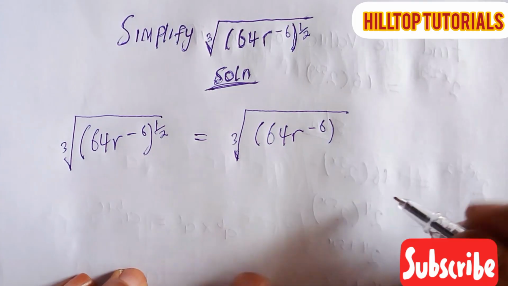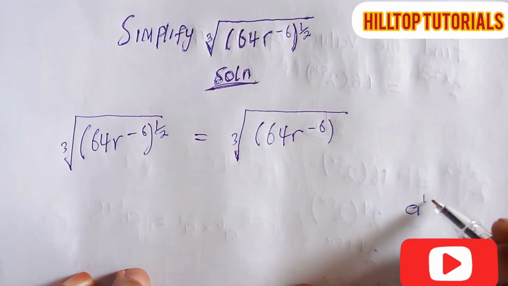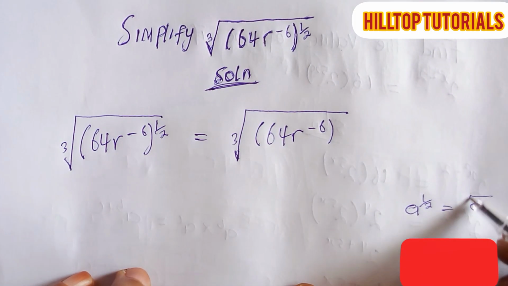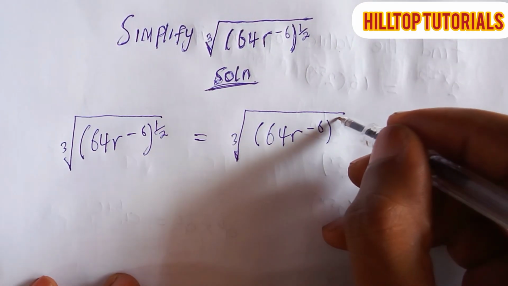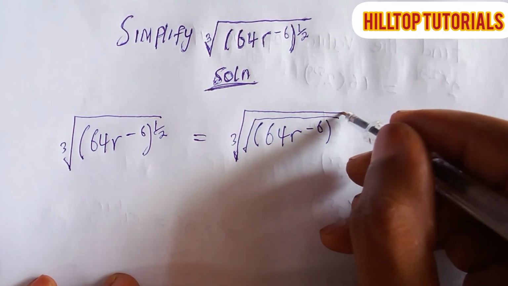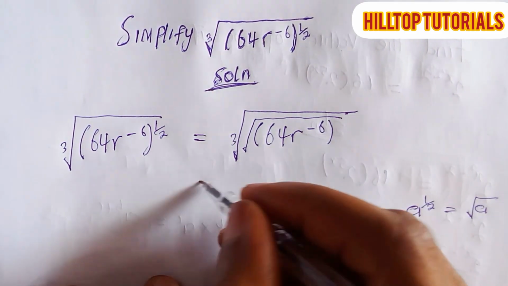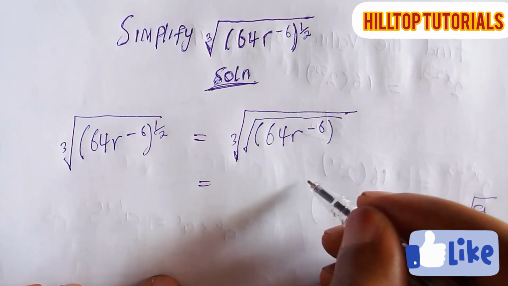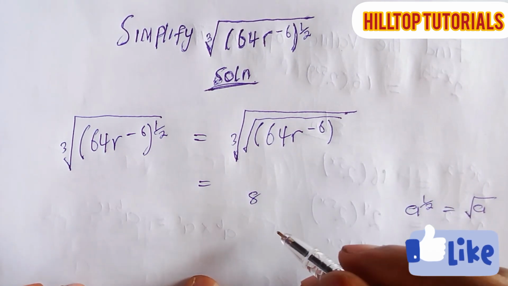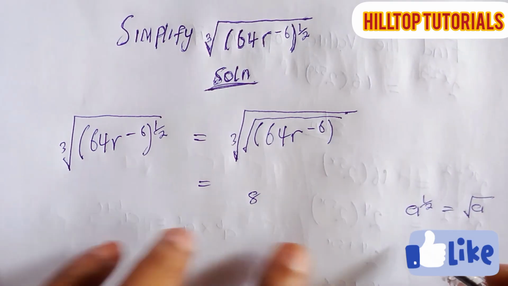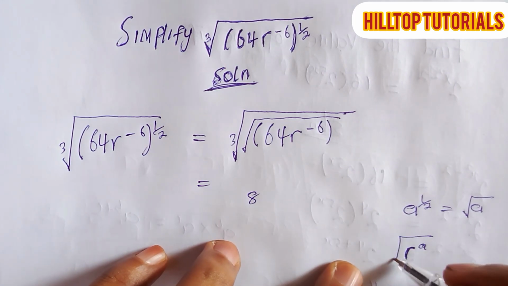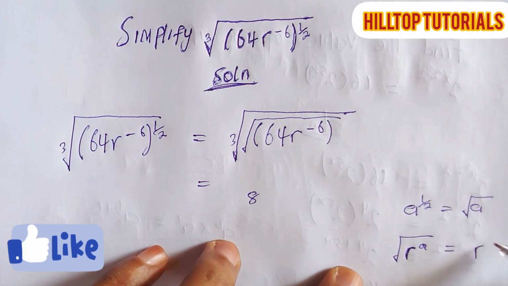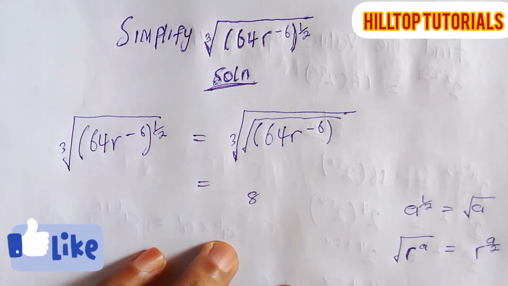Remember that from indices, when a number is raised to the power half, it's the same thing as the square root of that number. Having this in mind, we're going to have the square root of this. Now, what is the square root of 64? The square root of 64 is 8. Next, to look for the square root of a number raised to a power, let's use r raised to the power a, square root. We're going to have r raised to the power a over 2.